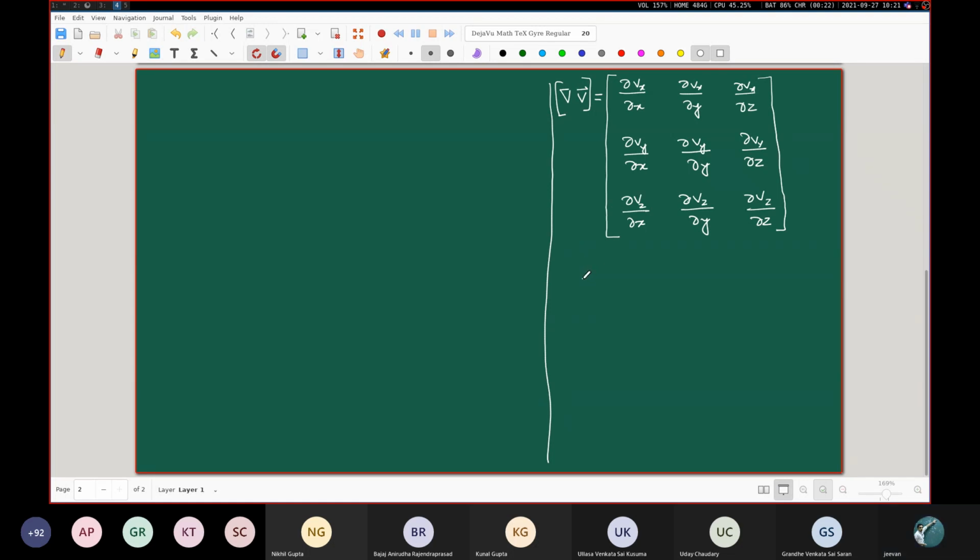All right. Now, there is something critical here. Suppose you have 2 vectors, A vector and B vector, and you want to take a dot product between them.